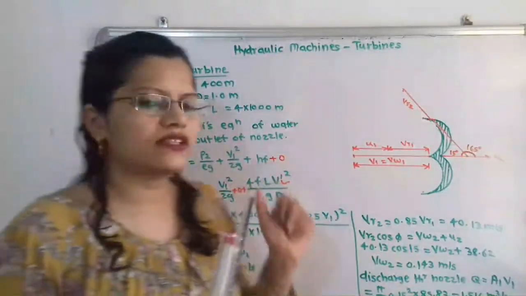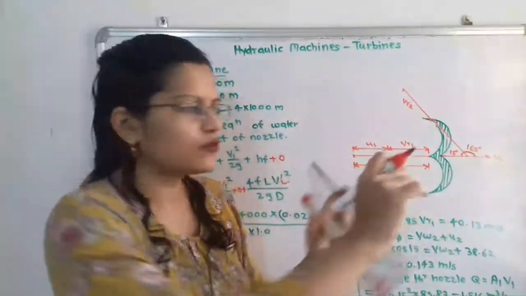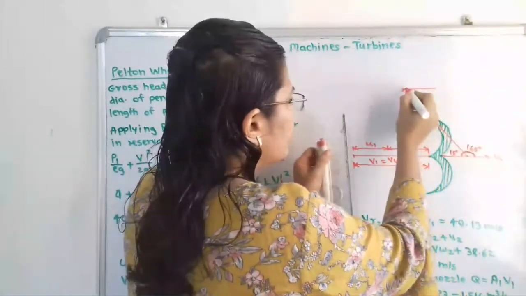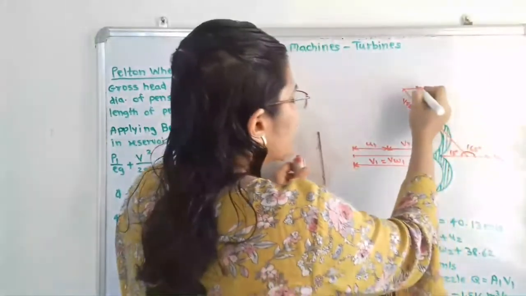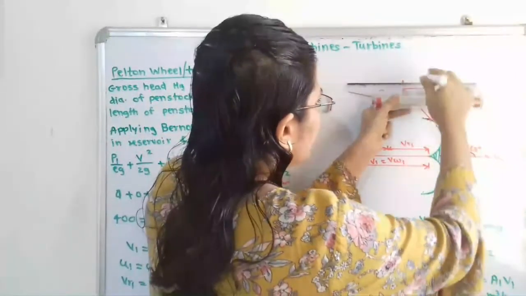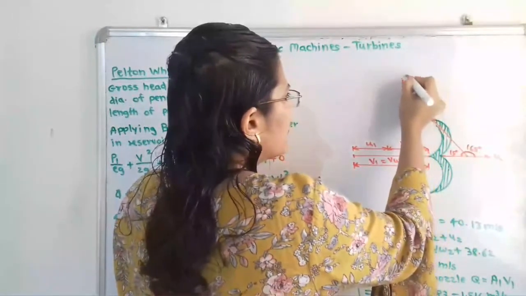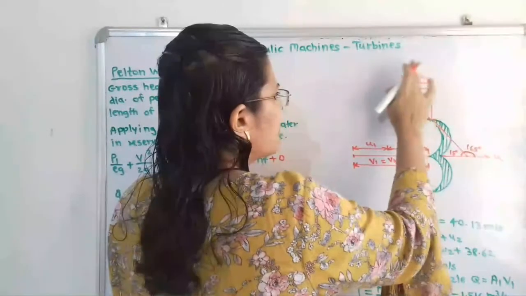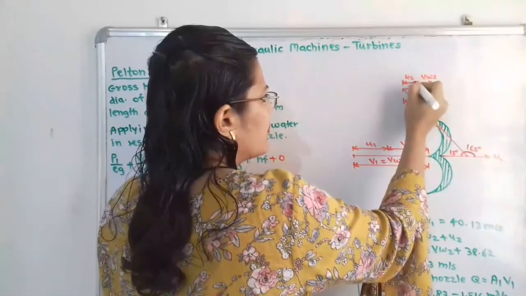How to calculate the value of VW2? If I extend this VR2 to the horizontal line, the value of this horizontal line indicates the value of VW2 plus U2. I will show approximately here, in between this, the value of VW2 and here is also the value of U2. First I have to show U2 and then here is VW2.